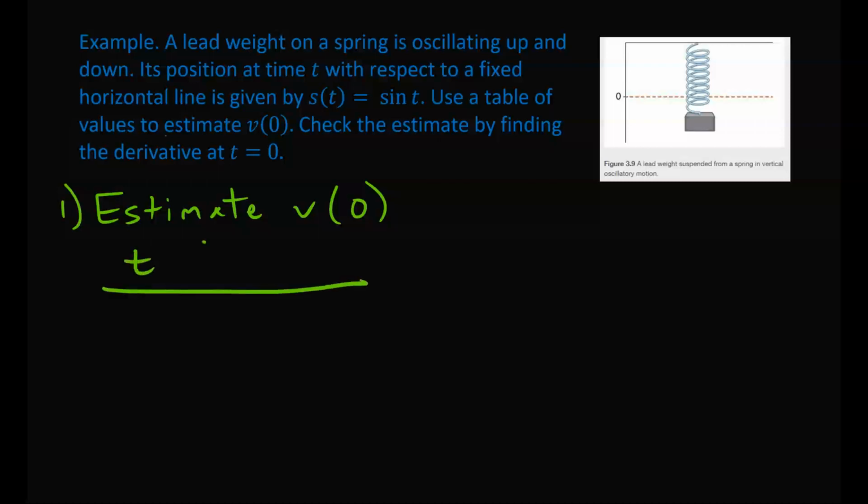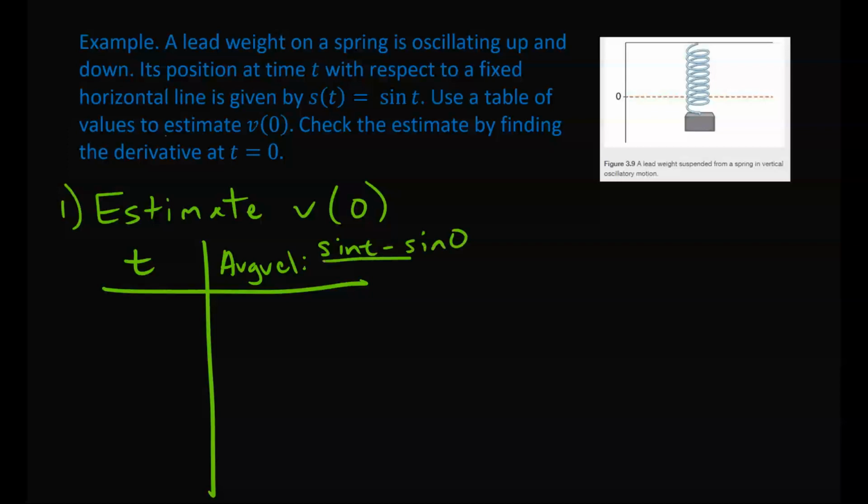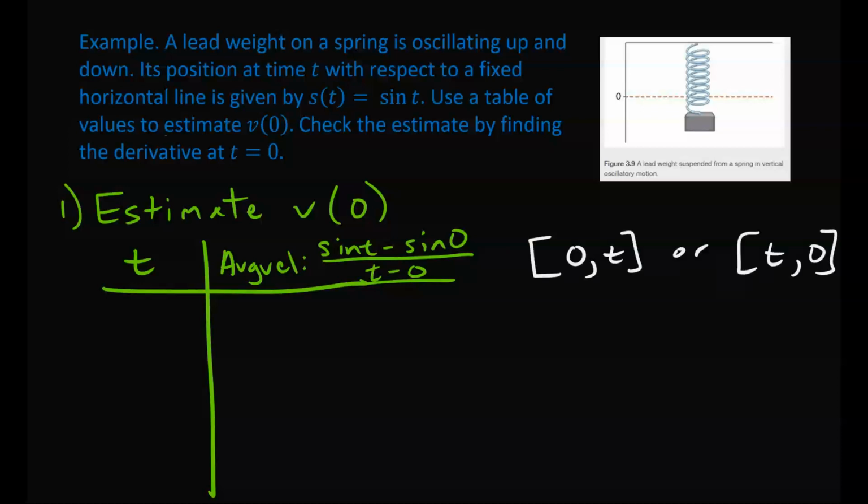So we'll have a table of t values, and the other column of the table will be average velocity, and that is the change in s over the change in t. So our change in s is going to be sine of t minus the sine of 0 over t minus 0. So just to clarify, we're assuming that we have an interval that is 0 up to t, or if we take values less than 0, t to 0, and we're letting t approach 0. So t is going to 0, and we'll use values left and right of 0.